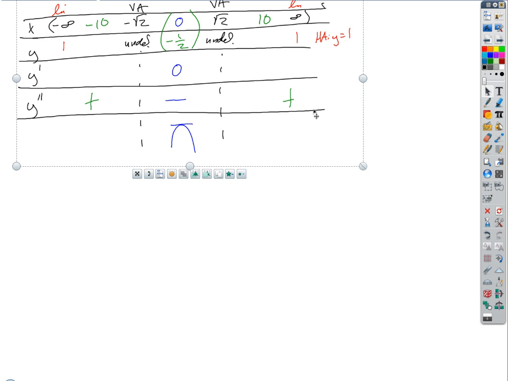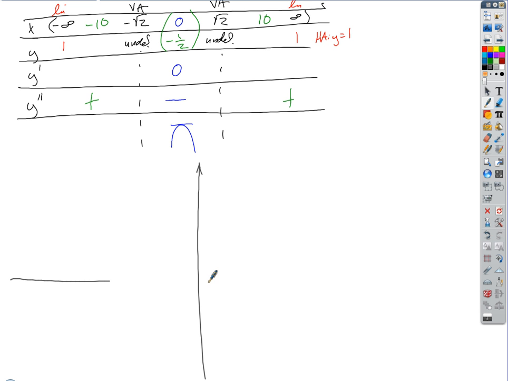Okay, there's our stuff. So, see what we got going. So this is 0. Let's make this 1, 2. Okay, so then at square root of 2, which is about right there, we're going to get a vertical asymptote. Negative square root of 2 is about right there, vertical asymptote.